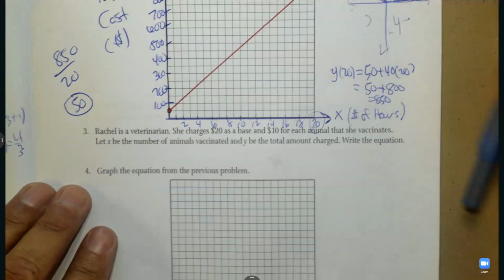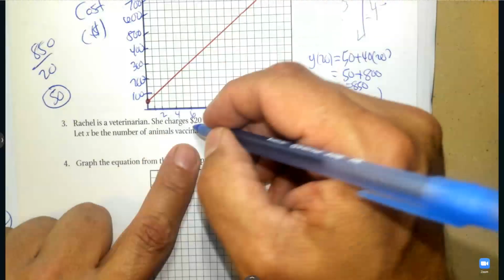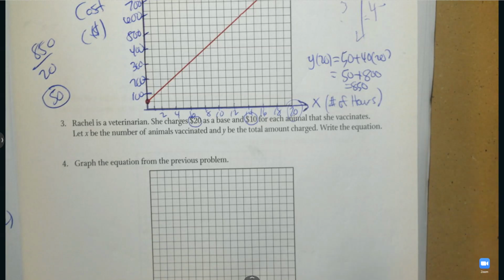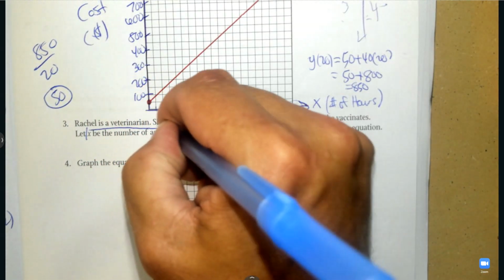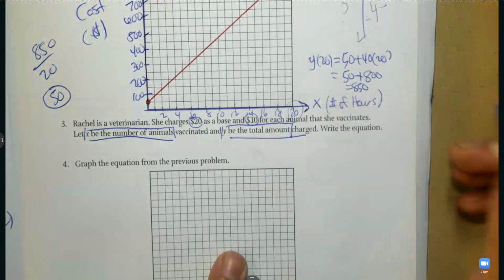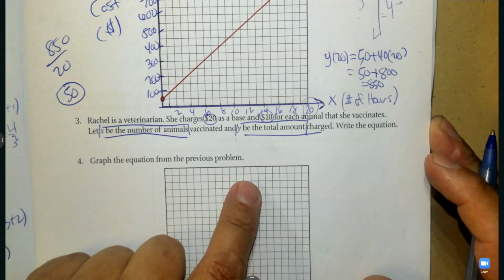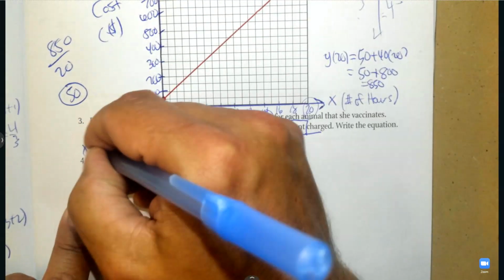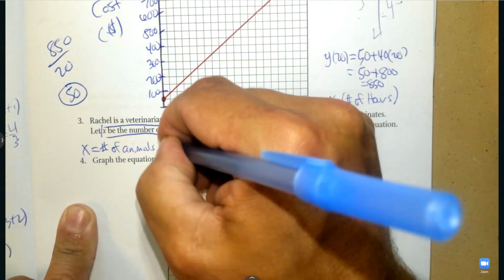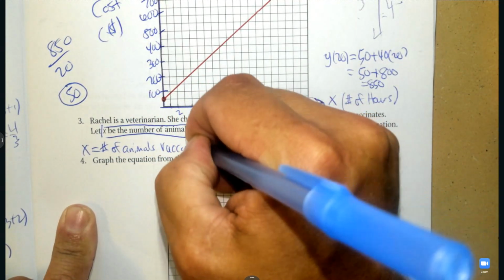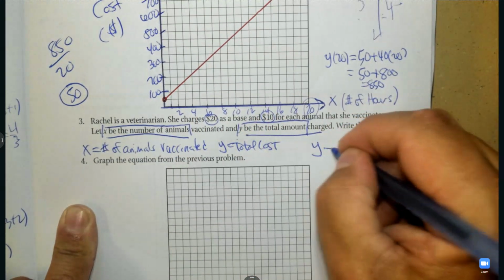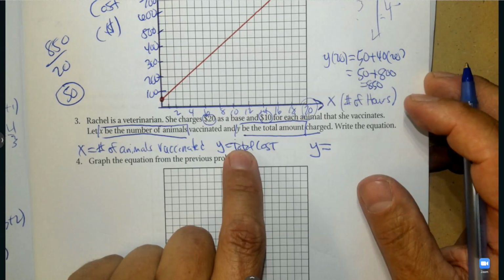Number 2, Rachel is a veterinarian. She charges $20 as a base and $10 for each animal she vaccinates. Let X be the number of animals vaccinated, and Y be the total amount charged. And it says write an equation based on this. So I want to understand. So X is the number of animals vaccinated. Y is the total cost to vaccinate them. And what equation would that be to find the total cost?